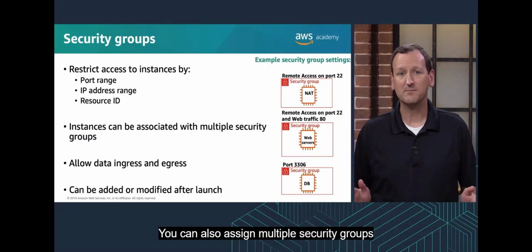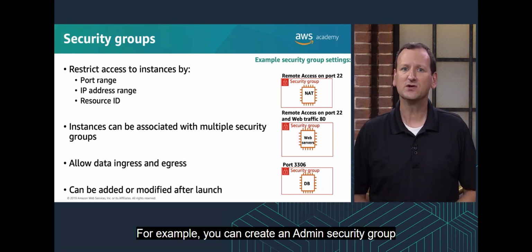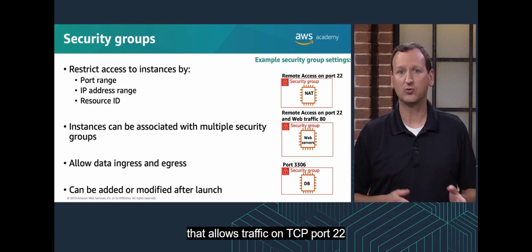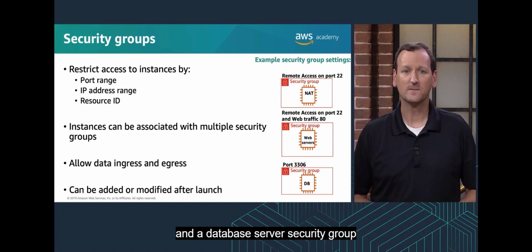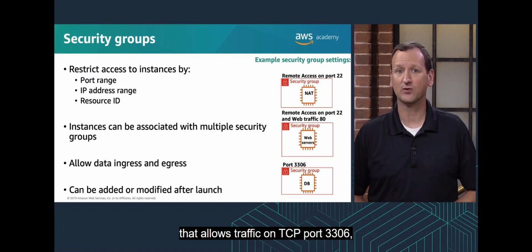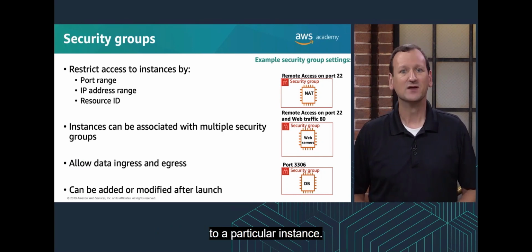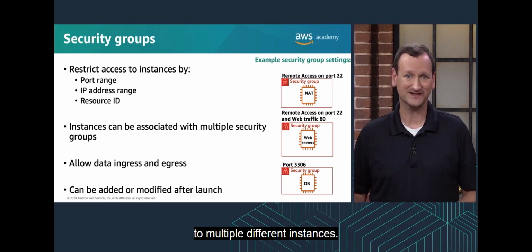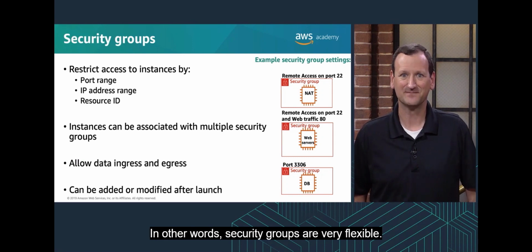You can also assign multiple security groups to a single instance. For example, you can create an admin security group that allows traffic on TCP port 22 and a database server security group that allows traffic on TCP port 3306, and then assign both of these security groups to a particular instance. You can also apply a single security group to multiple different instances. In other words, security groups are very flexible.